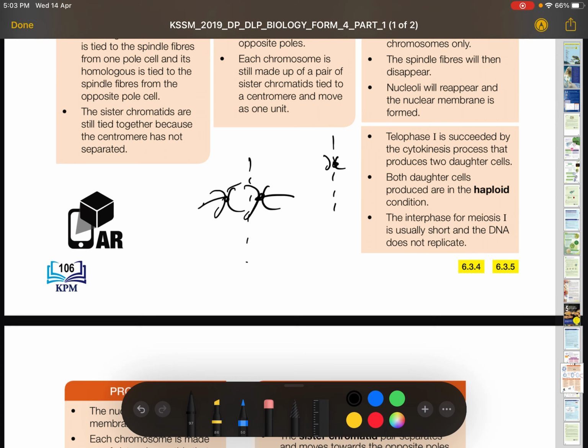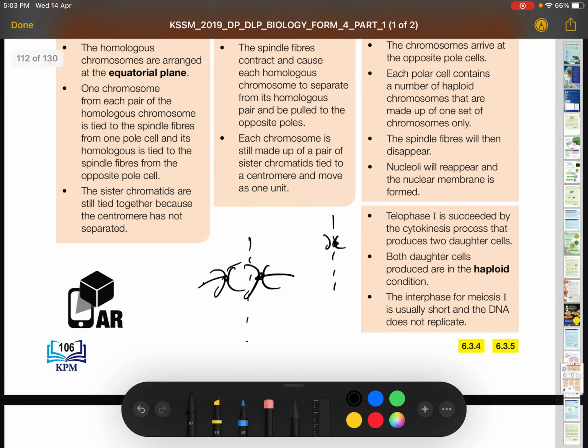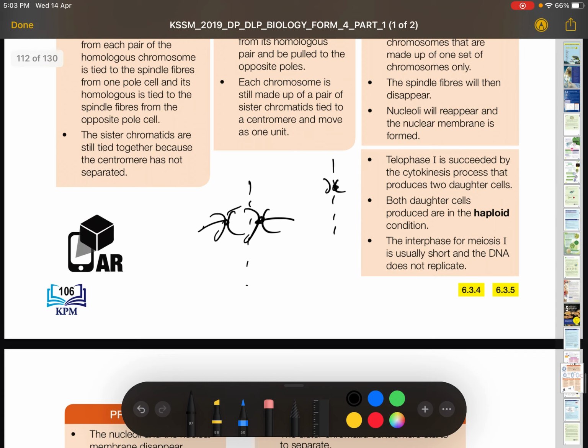And the main difference between this and mitosis is, in mitosis, the centromere goes exactly in the middle. But in metaphase 1, they don't. The two homologous chromosomes are still together and they're still at the equatorial plate together.